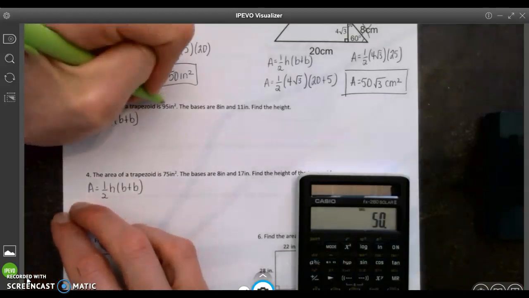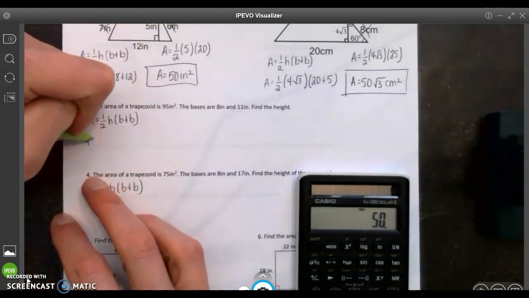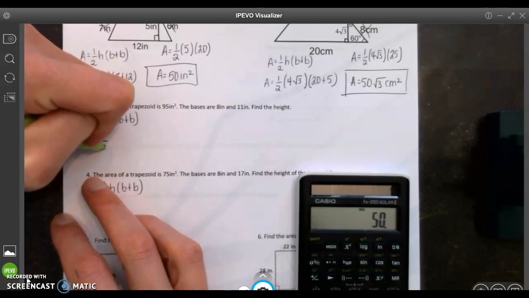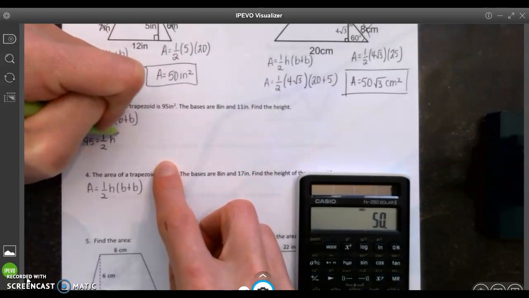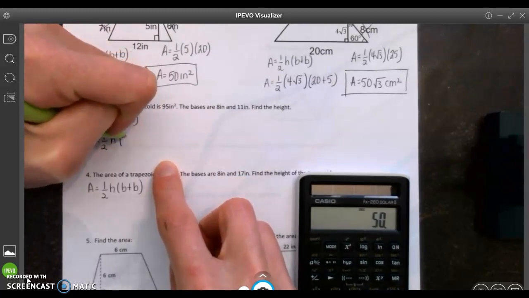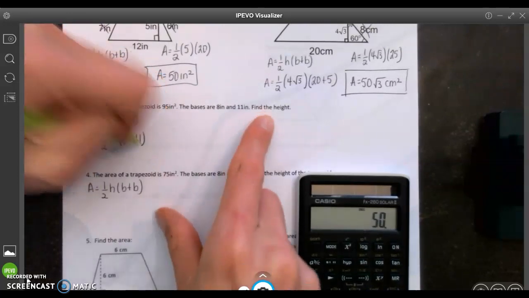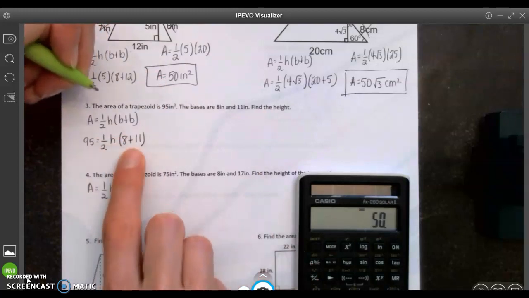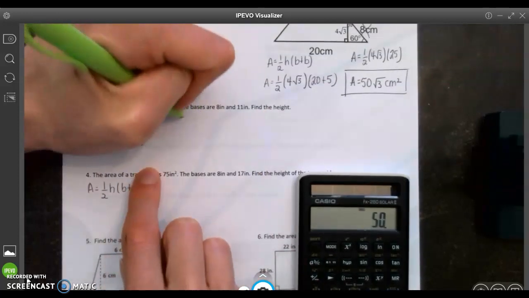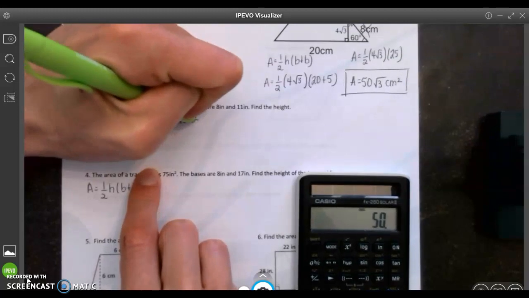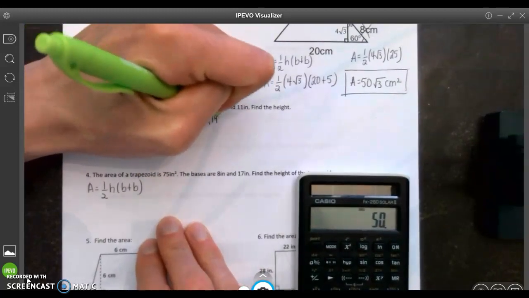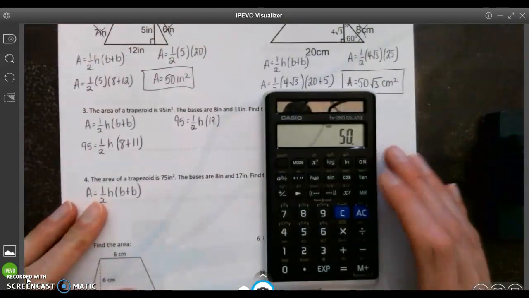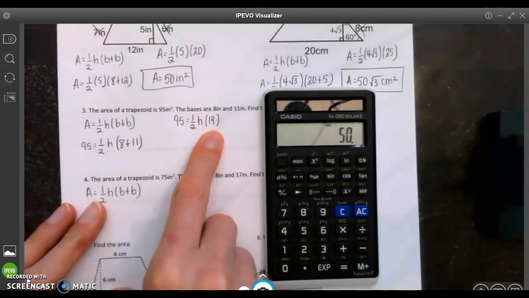So our area is 95. So 95 is going in for area. 1/2 is always 1/2. The bases are, so I'm going to leave H. And the bases are 8 plus 11. Find the height. So that's why I left H. So I'm still going to add 8 plus 11 together. So 95 equals 1/2 of the height, 8 plus 11 is 19. So now I'm going to work to get rid of the half and the 19.